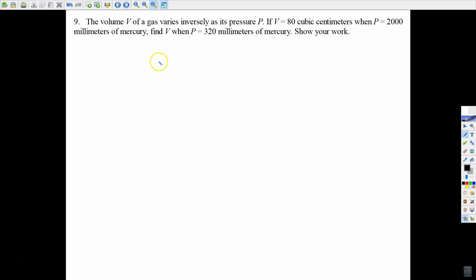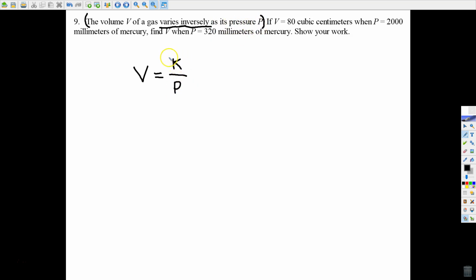Okay, let's move on to number 9. This is a real-life application problem involving inverse variation. Notice the words varies inversely. So the volume of a gas varies inversely as its pressure. So I'm just going to take this first sentence and translate it into a math equation. It would mean volume, and inverse variation always means division, into this constant that we call K. And in this case, we're dividing by pressure.